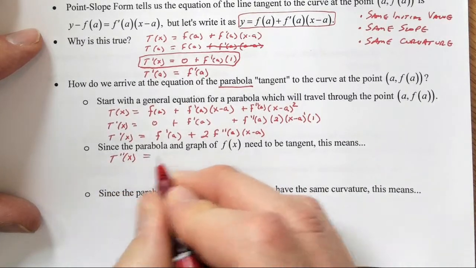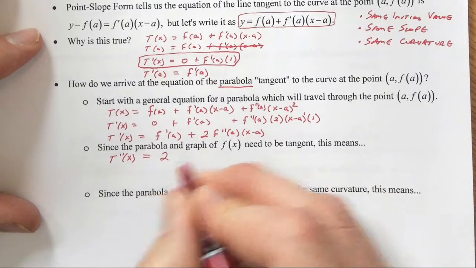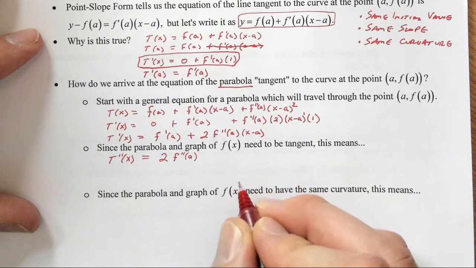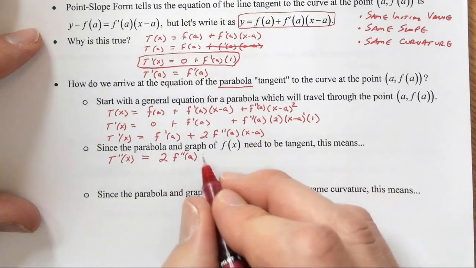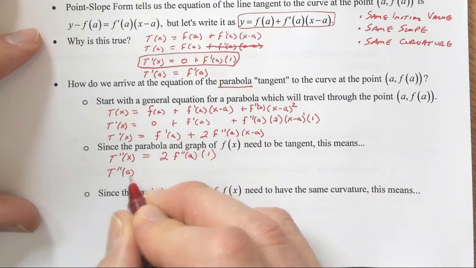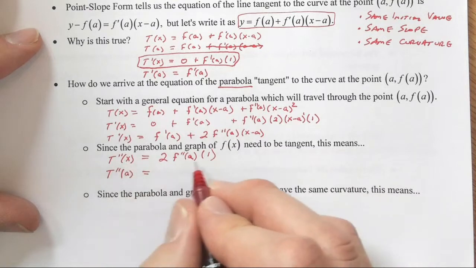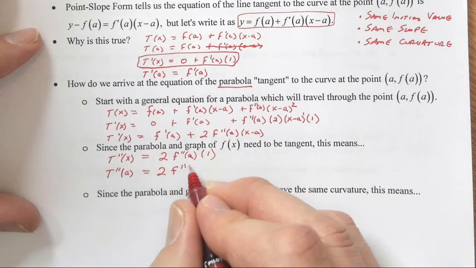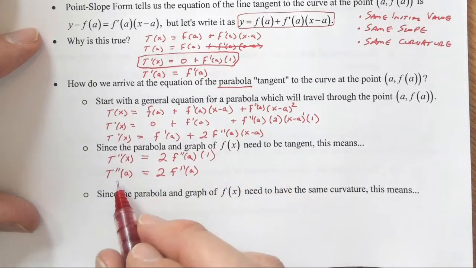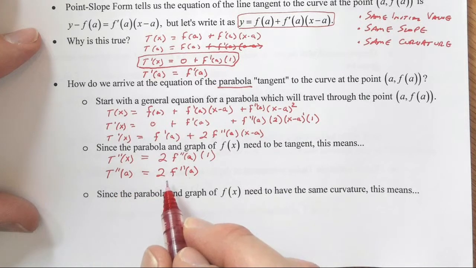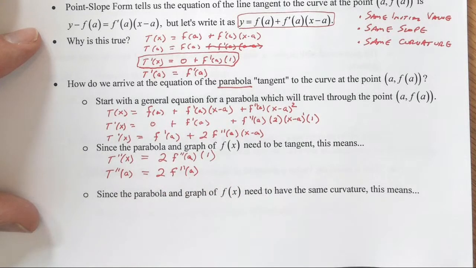So now let's get our second derivative, t double prime of x. Well, f prime of a derives to 0. The 2 is a coefficient, so it stays. F double prime of a is a coefficient, so it stays. And then x minus a derives to 1. So when we plug a into the second derivative, we have to replace all of our x's with a's, but there are no x's, so we're left with twice f double prime of a. And this is a problem because we want our second derivatives to be identical. But right now the second derivative of t is equal to twice the second derivative of f. We need to get rid of that 2.